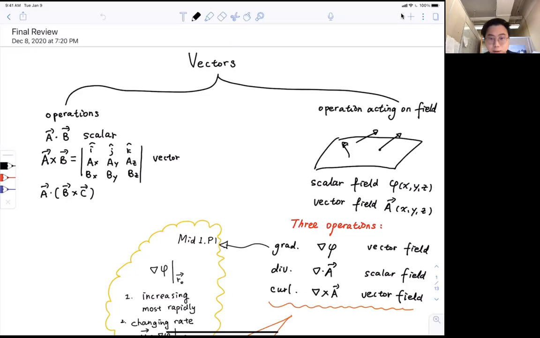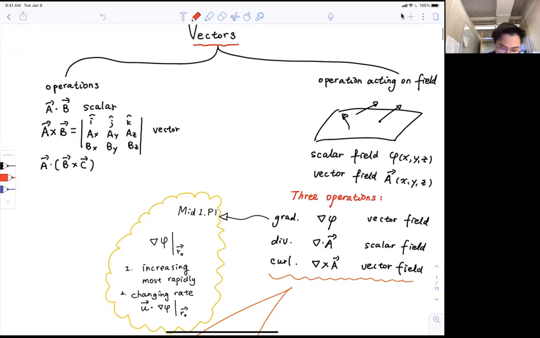So the first big topic is about vectors, right? There are two basic operations. One is the dot product, or scalar product. Another one is the cross product, or vector product. You need to know how to do this kind of calculation, and also combine the two, you get something like a dot b cross a. These are very basic operations.